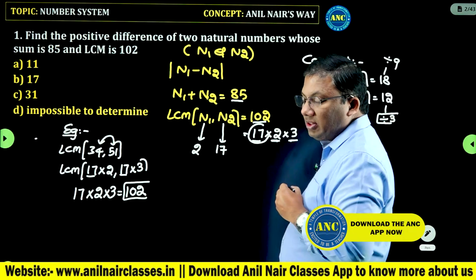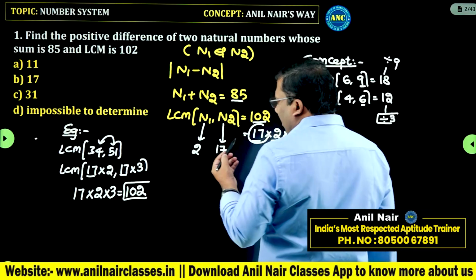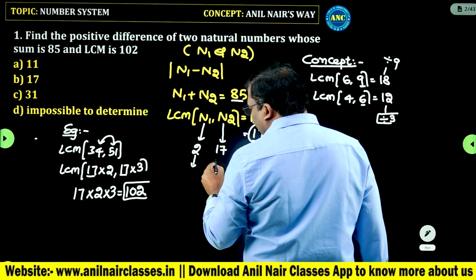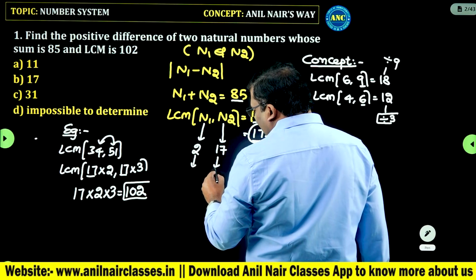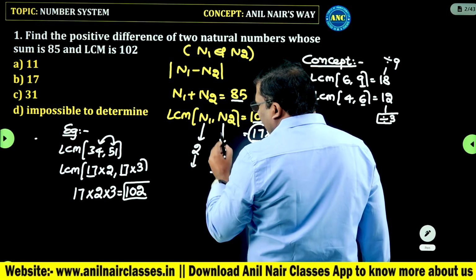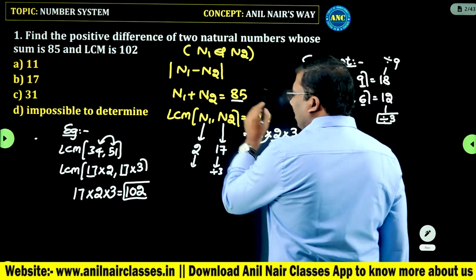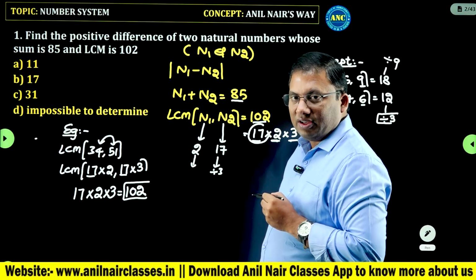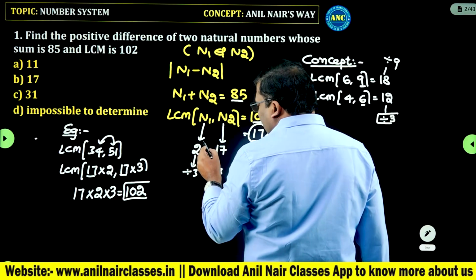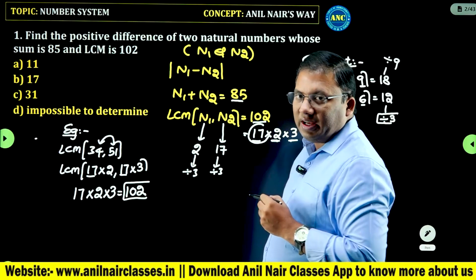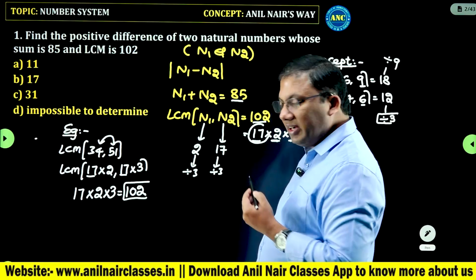The answer is divisible by 3. That means at least one number is divisible by 3. Suppose I take this one as divisible by 3: 17 into 3 is 51, and the other is 2. 51 plus 2 is 53, but the question says the sum is 85, so this is not it. If this is divisible by 2 and 3, that is 6, and the other is 17. The LCM is 102, but 6 plus 17 is 23, while the right hand side is 85.